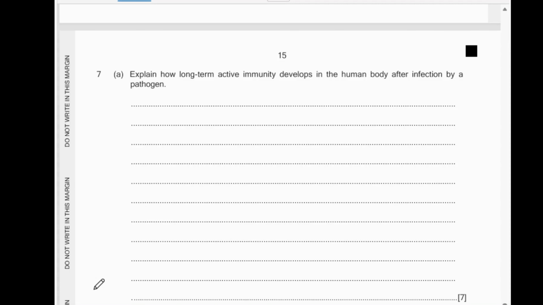How does long term active immunity develop in the human after infection by a pathogen? You have to tell the whole function of antibodies till the production of memory cells. Explain. So first of all, when a pathogen enters the body, it has specific antigens. Your lymphocytes are going to recognize those antigens and produce complementary antibodies.